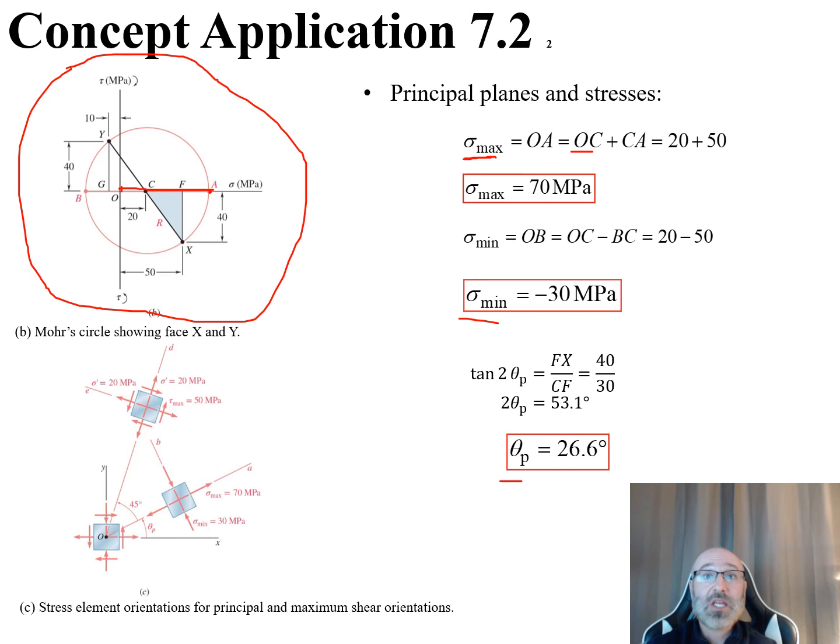So our OC we have as 20. And our CA is our radius right there, which we know is 50. So this goes from there to there. That's our radius. That's 50. So 20 plus 50 would give us that sigma max of 70 megapascals.